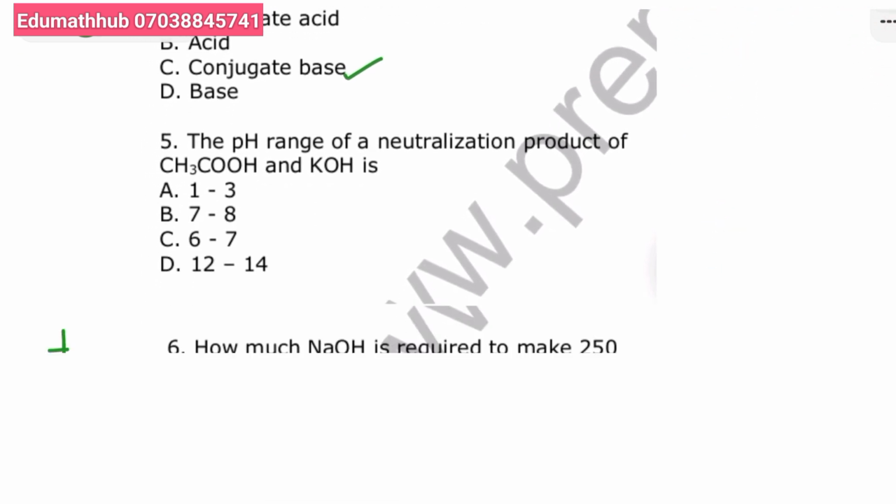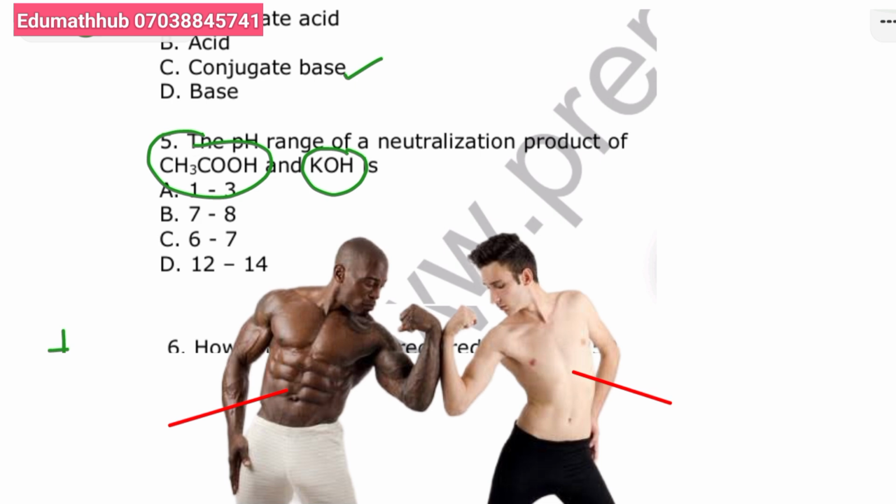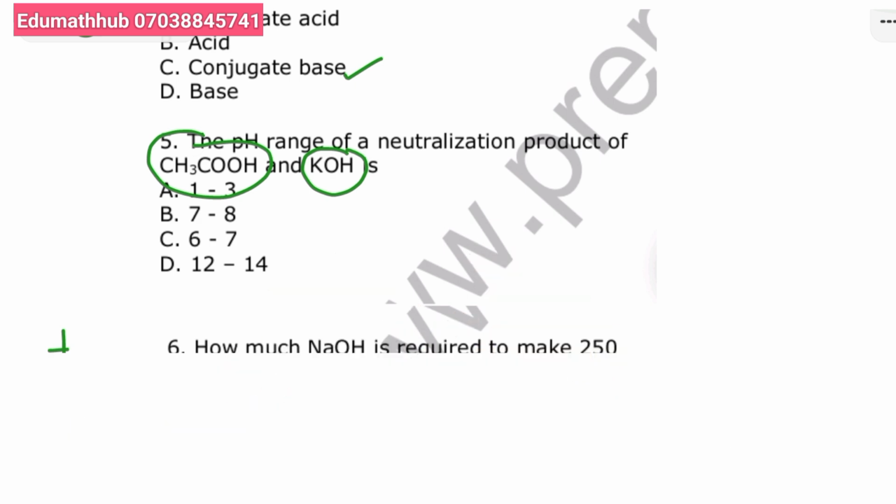The pH range of neutralization products of CH3COOH and KOH is dash. So CH3COOH is acetic acid or ethanoic acid, while KOH is potassium hydroxide. So this one is a strong base, this one is a weak acid. So when you combine a weak acid and a strong base, the base will have more power. So the pH will be close to, towards the ending part, towards 14, towards 13. Okay, because 7 is neutral.